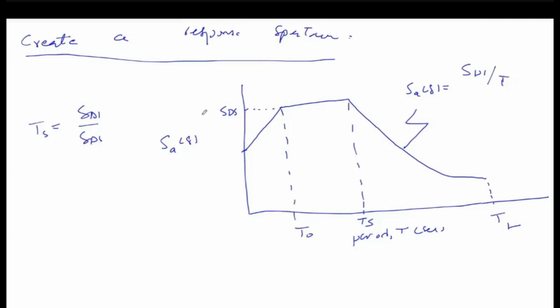SDS is equal to 0.79. Okay, so let me just write here. SDS is 0.79. And what about SD1? SD1 is equal to 0.45. Now remember that these are obtained from the SS and S1. So TS is calculated as 0.57.